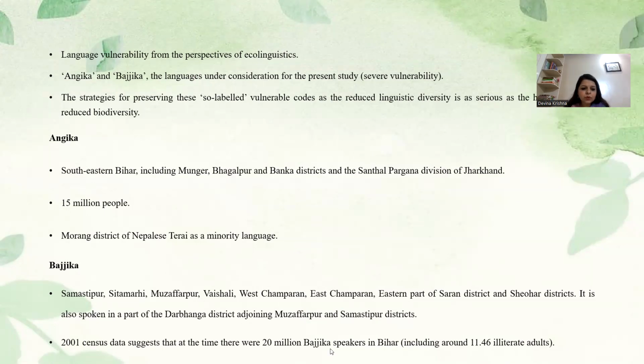And let's come to Bajjika. Bajjika is, of course, another language where I'm focusing my interest. The regions of Bihar where it is spoken include Samastipur, Sitamarhi, Muzaffarpur, Vaishali, West Champaran, East Champaran, the eastern part of Saran district, and Sheohar districts. It is also spoken in parts of Darbhanga, adjoining Muzaffarpur and Samastipur districts. Again, the 2001 census data states that there were 20 million Bajjika speakers in Bihar.